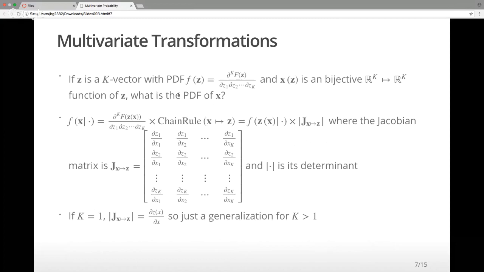And this square Jacobian matrix reflects the fact that if we have a vector that is a function of another vector, in general, each element of x can be a function of any of the elements of z, and vice versa, because it's a bijective function. And we're multiplying the PDF of z written as a function of x by the absolute value of the determinant. This is usually going to be a positive number anyway, but absolute value of the determinant of the Jacobian matrix.